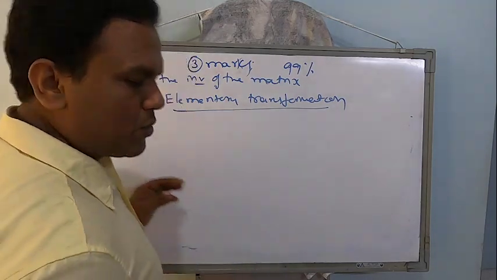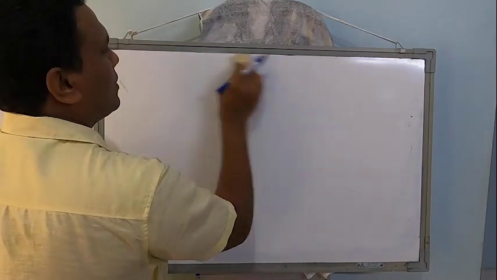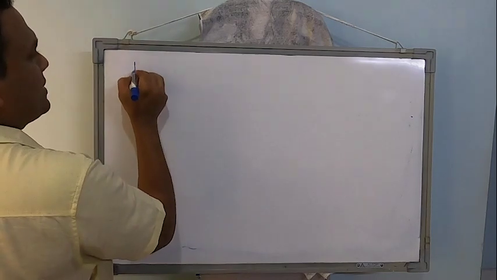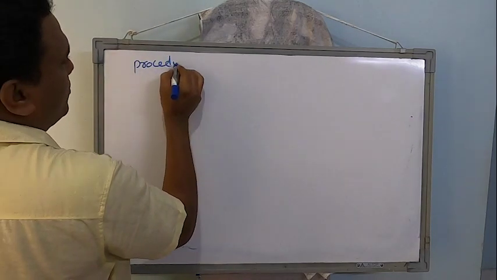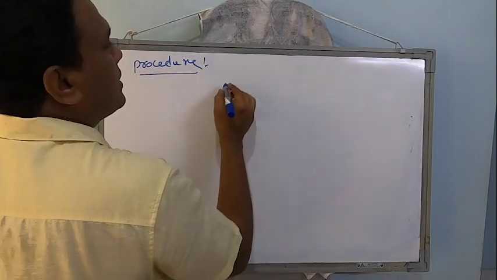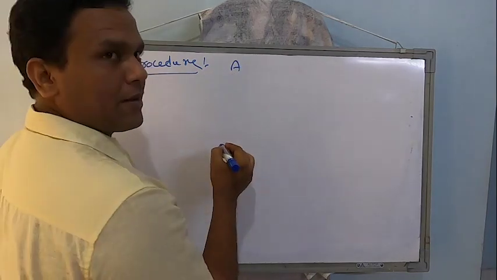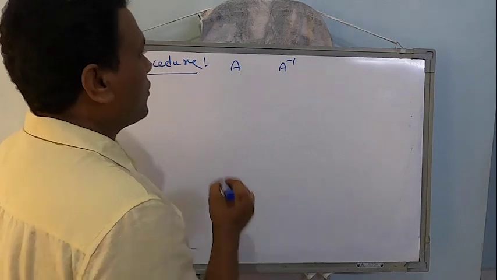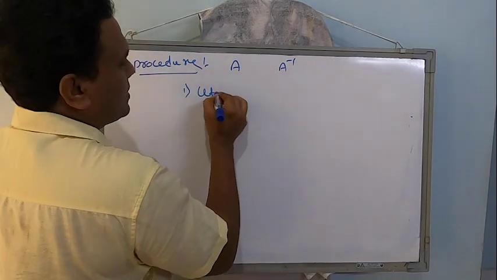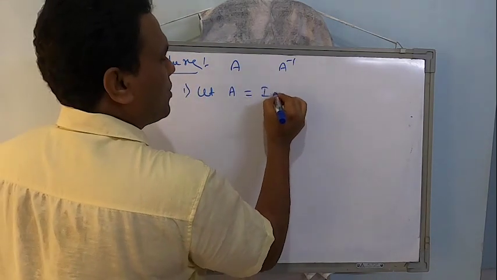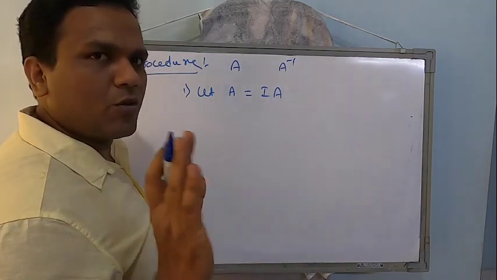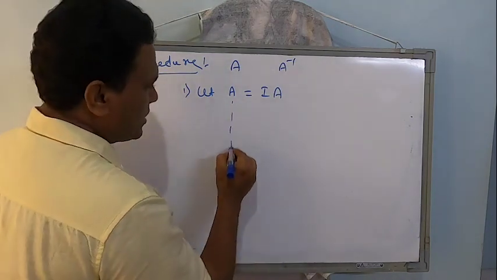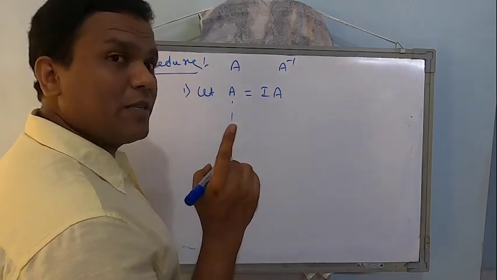Clear? So to do this, I will tell you how to start and how to end for each column. So the procedure is this. They will give you a matrix A. You have to find out its inverse. What to do? First step number 1. Let A is equal to I multiplied by A. This you have to start, right? This is the beginning actually. Some procedure will go on here. What should be the end?